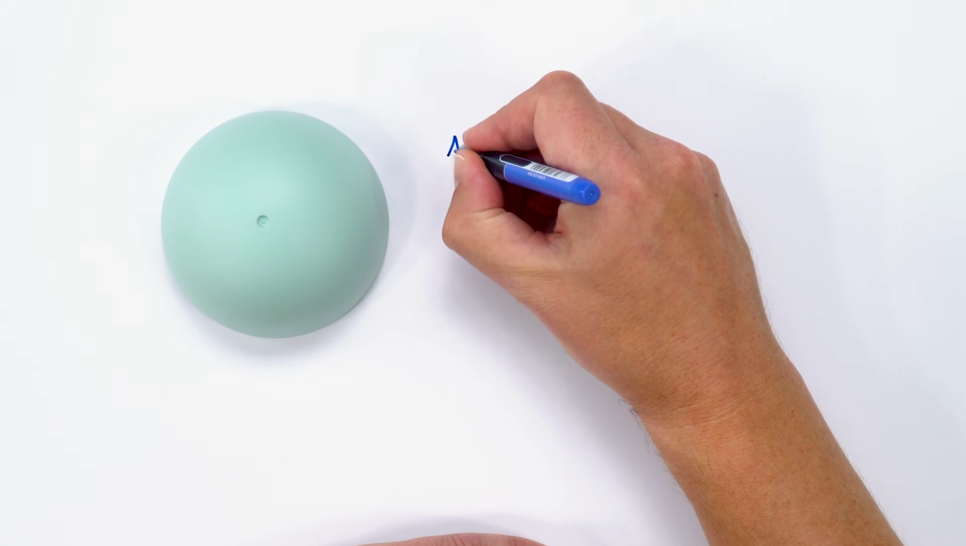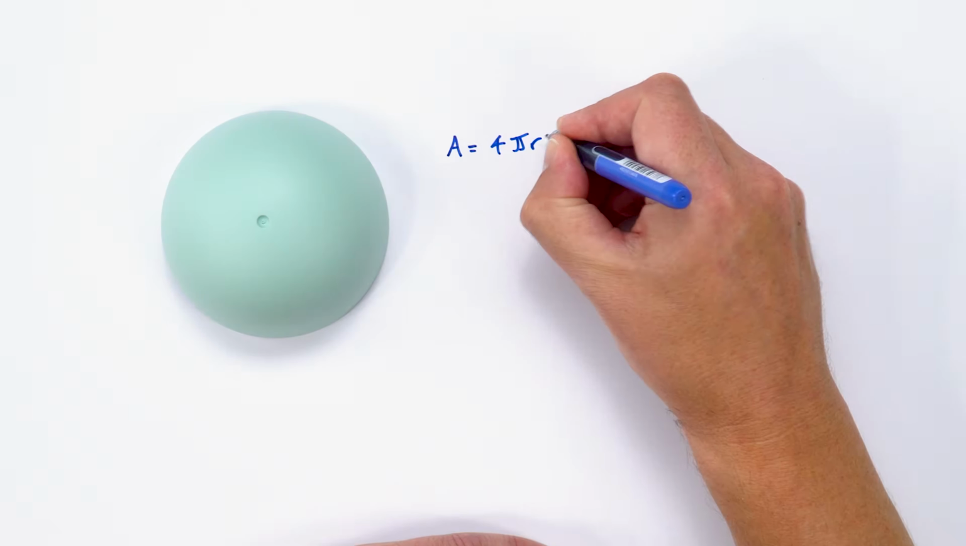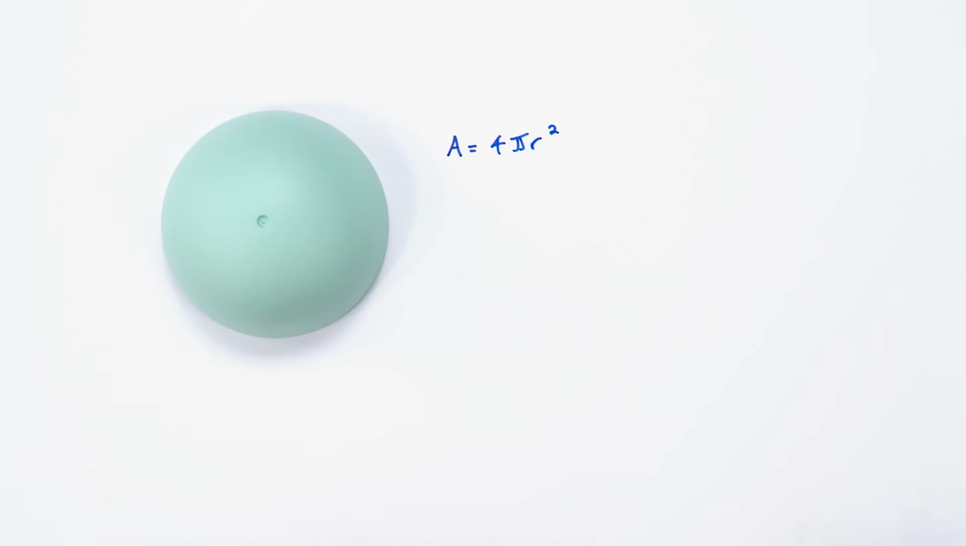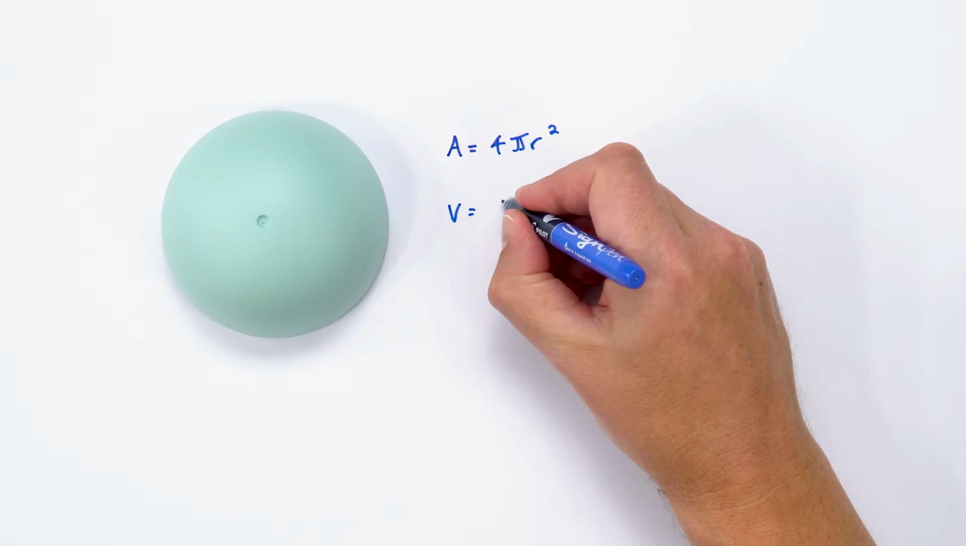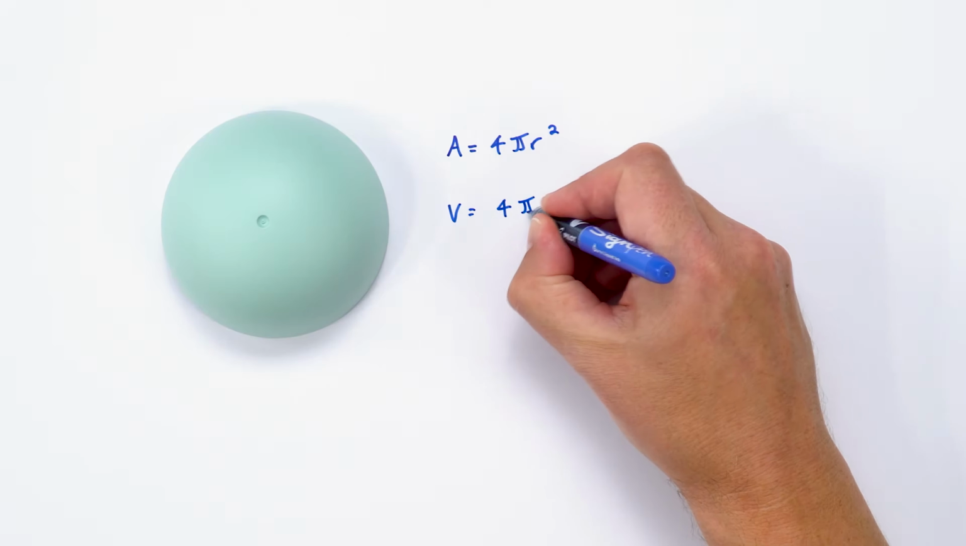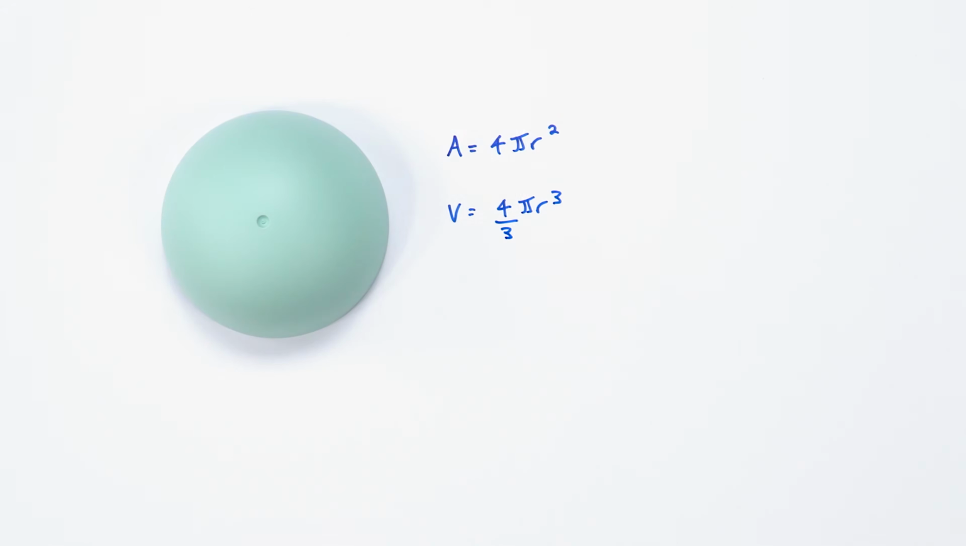There are two main things that you need to know about a sphere. The first thing you need to know is the surface area, and this is simply equal to 4 pi r squared. And the second thing you need to know is the volume, and it looks similar, but this is now 4 pi r cubed divided by 3, so 4/3 pi r cubed.